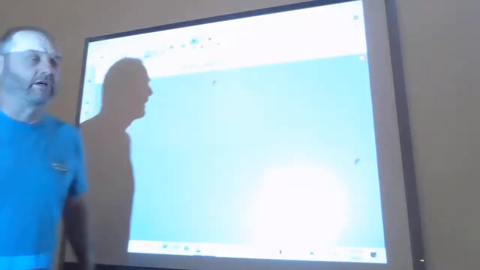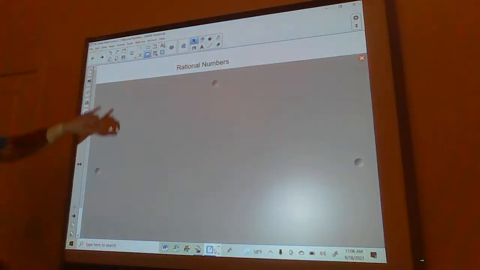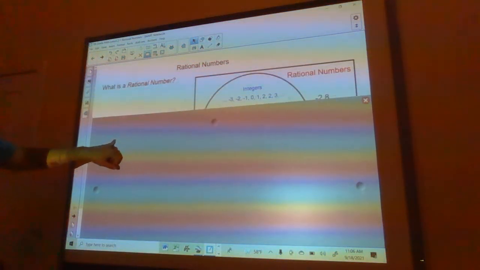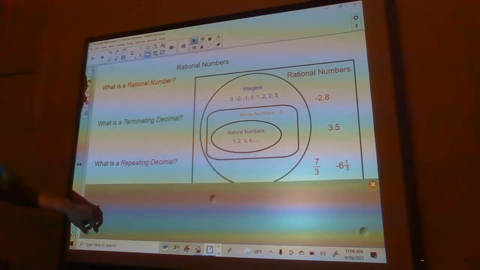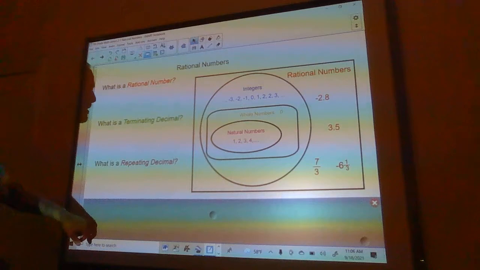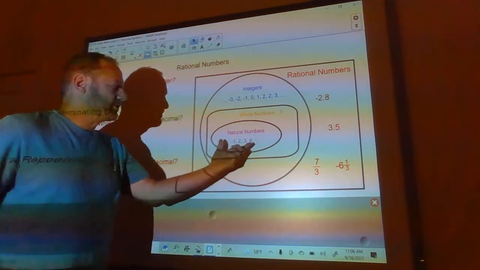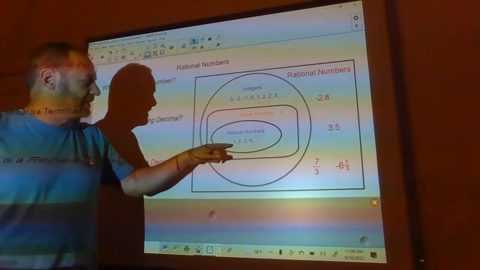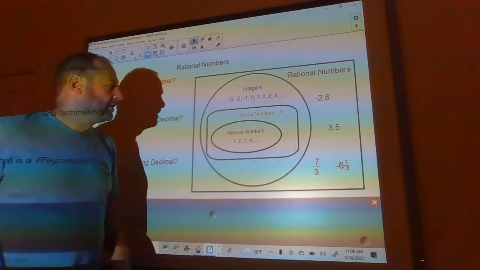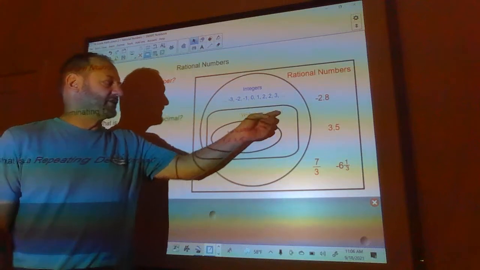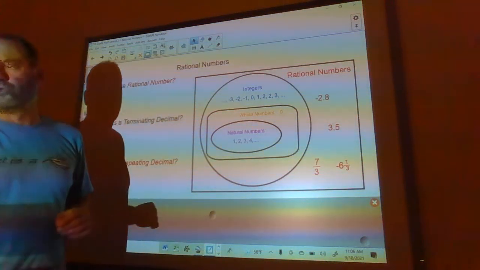Hey everybody, today we are going to talk about rational numbers. Okay, so first of all we got to look at what kinds of numbers do we actually have. What is a rational number? So we start out with natural numbers. Okay, natural numbers are just 1, 2, 3, 4, 5, 6, 7, and so on forever. Okay, then somebody added 0 to that and they call that the whole numbers.